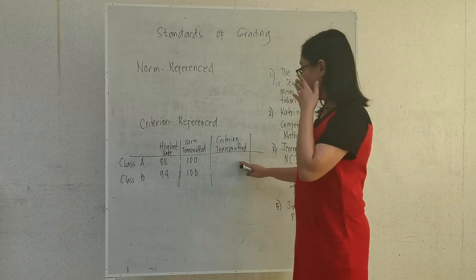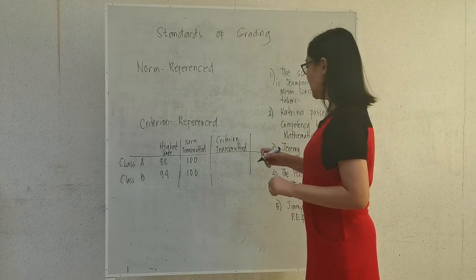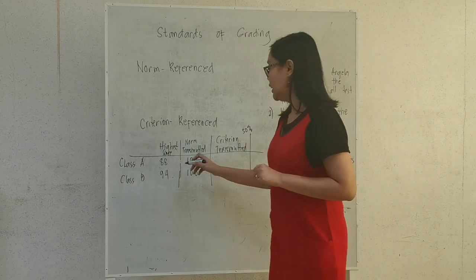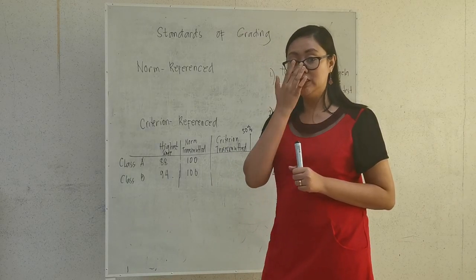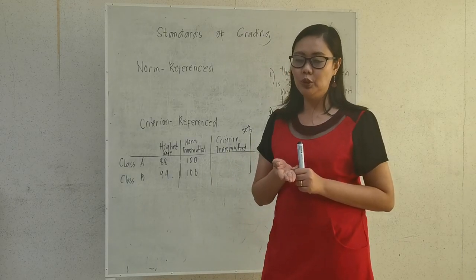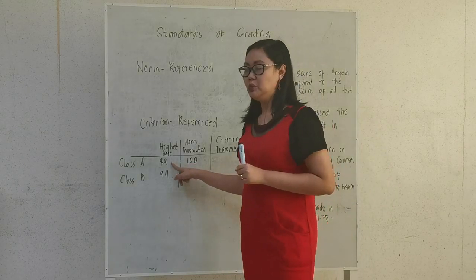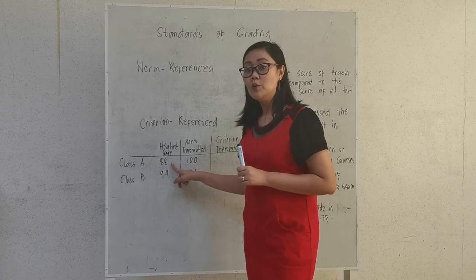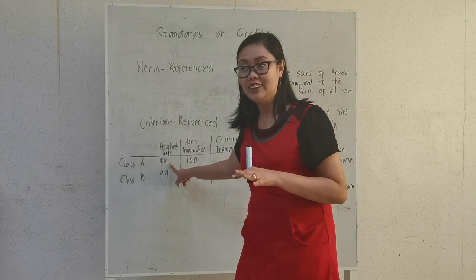In a criterion transmuted, i-identify mo, ano ang passing grade? Kung ang passing grade ay 50%, then itong 88 na score, itatransmute mo sa 50% passing. So, i-compute mo yan kung 50% ang passing. Kung ang highest score ay 88 and we have 100 items, you're gonna have 88 divided by 100 kasi yun yung 100 ang ano eh.